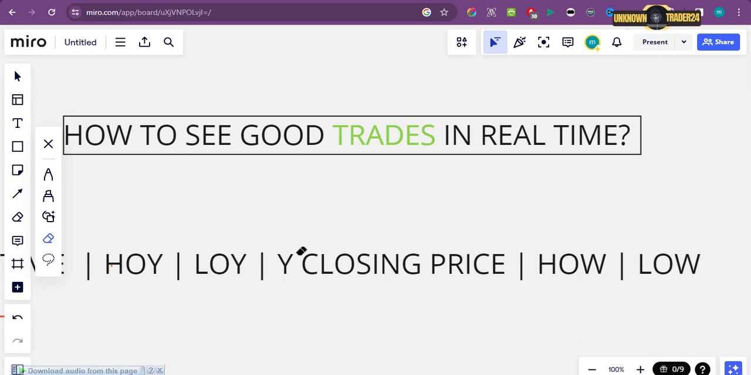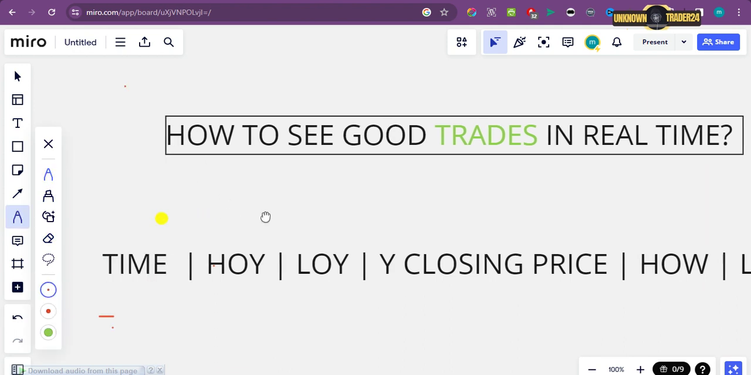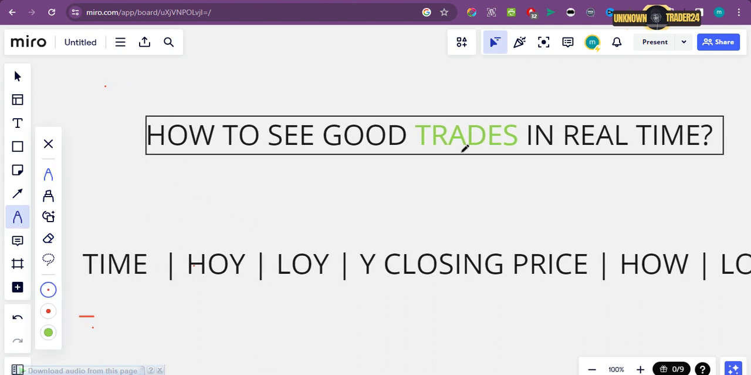I want us to actually look at how to execute in real time on live charts, and that is how to see good opportunities or good entries in real time on live charts. And that is highly important. Why? Because it's the most important skill to have. Unless you can actually execute in real time on live charts, then nothing else will matter. We all know that execution is the most important thing. Nothing else matters when it comes to trading unless you are able to execute in real time.